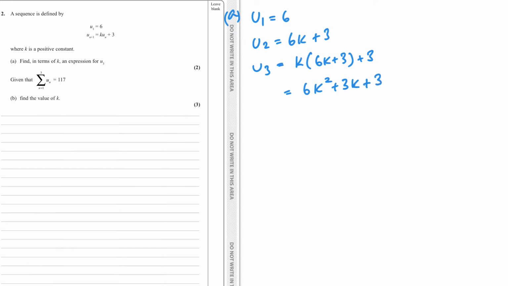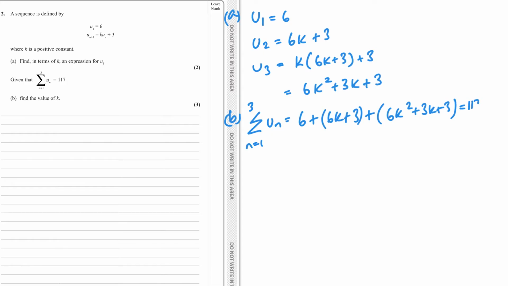Now part B is looking at the sum of the first three terms, as it's between n equals 1 and 3. So we're looking at the sum of the first three terms. So that is 6 plus 6k plus 3 plus, if I put these in brackets you can see, 6k squared plus 3k plus 3. And those are going to total 117.